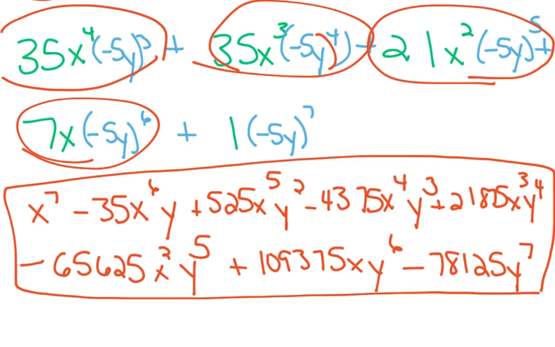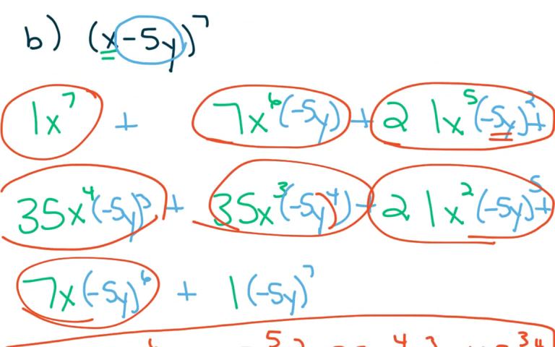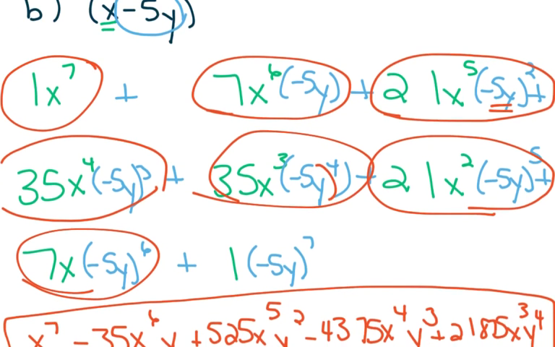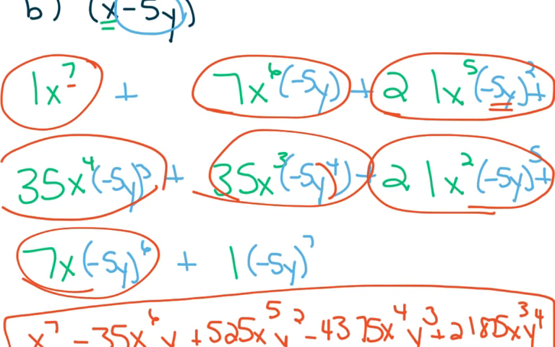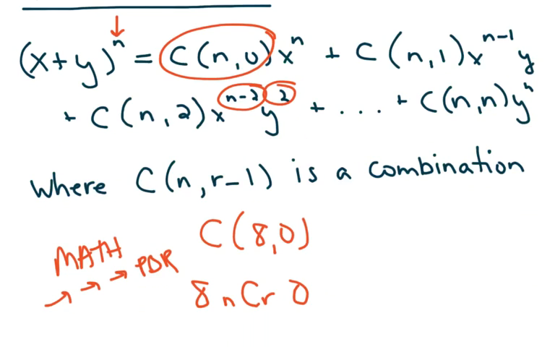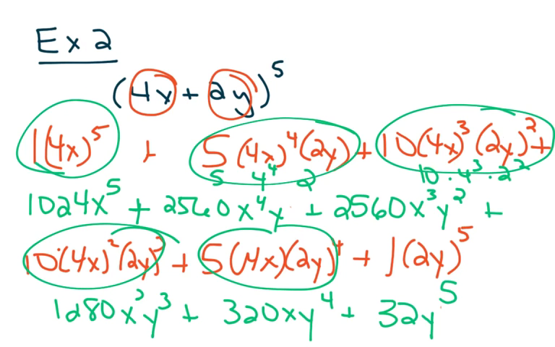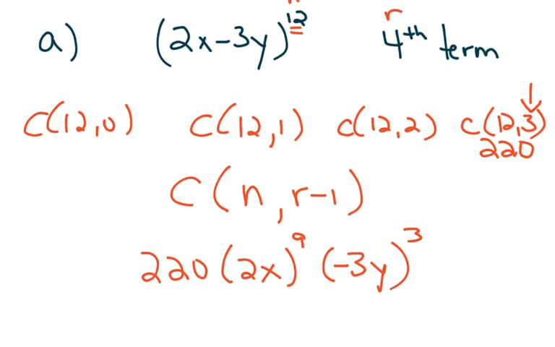So if you come back over here to problem B, the first exponent was 7, and this one was 6 plus 1, which is 7. 5 plus 2 is 7, 4 plus 3 is 7, 3 plus 4 is 7. If I go to this problem here, the exponent was 5, so 4 plus 1 is 5, 3 plus 2 is 5. The exponents on the terms always add up to whatever power you're raising it to.